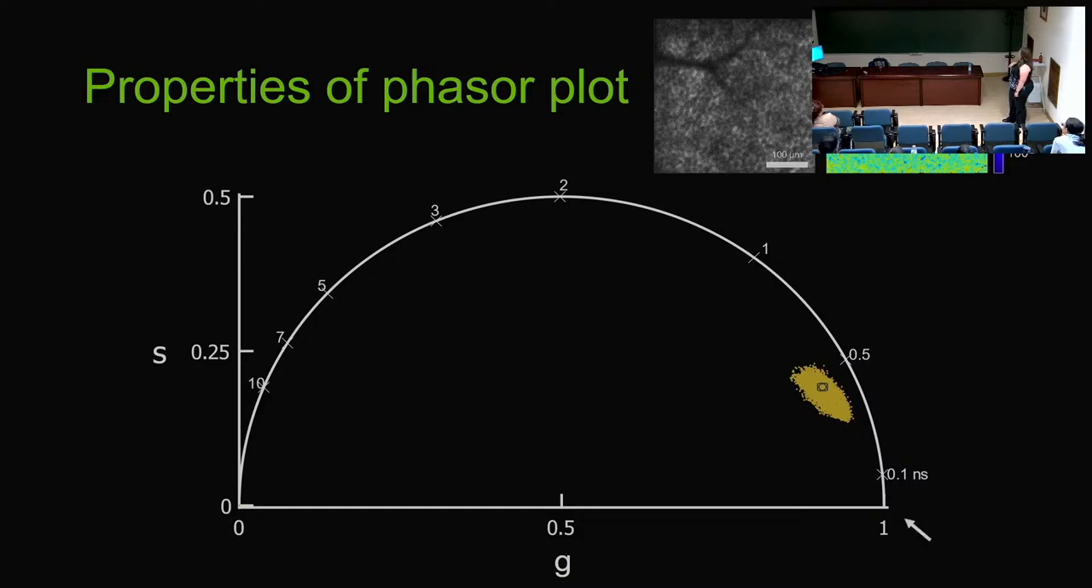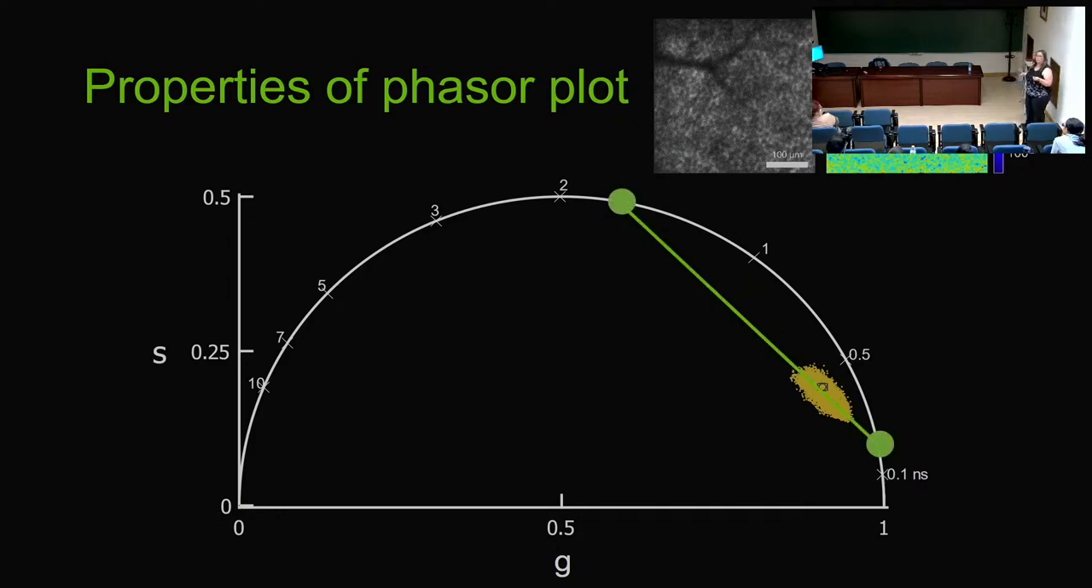The arrow on the bottom right would be short lifetimes, and over near the origin we see our longer lifetimes. Everything falling on that semicircle is a single exponential component, and you can see the values there of what the lifetime would be for those single components. Now you can see that our actual data falls not on that circle, but inside. And when that happens, it tends to be thought of as a combination of multiple fluorophores.